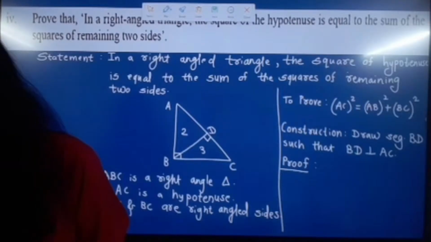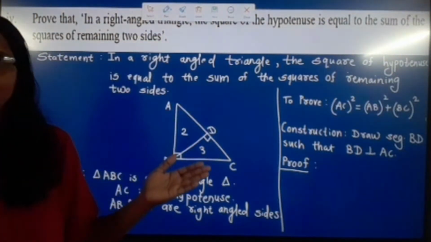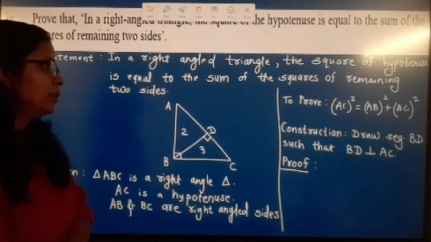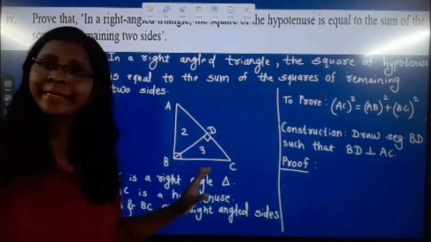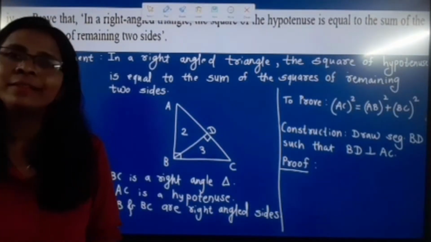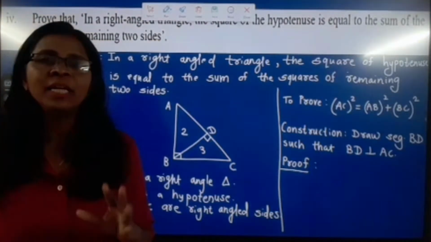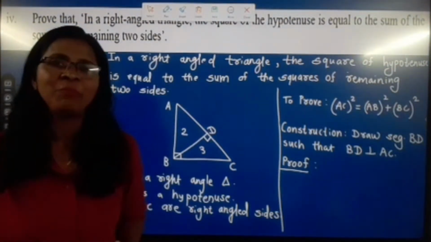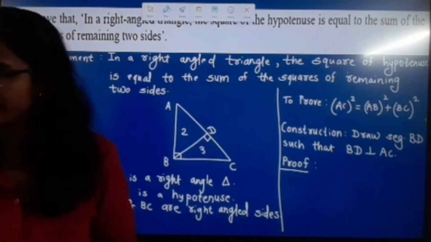So now here students, first we write down the proof. First, similarity of right triangles. All these three triangles are right angle, so these three triangles are similar to each other. So our first step will be writing down that these three triangles are similar triangles.